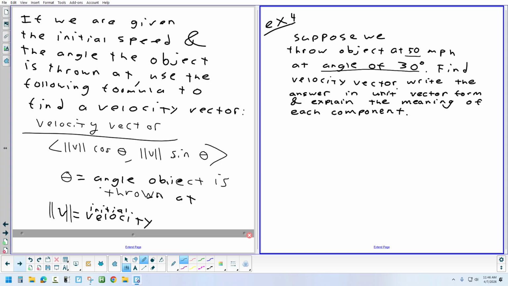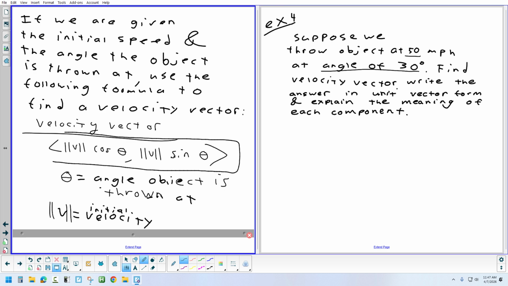So let's figure out the last one. It says the object is being thrown 50 miles per hour at an angle of 30 degrees. Find the velocity vector. They do say to write the answer in unit vector form. Well, that's fine. This is not unit vector form, but if I take that and put an i after it, and then take that and put a j after it and get rid of the comma and the brackets, then it can be unit vector form.